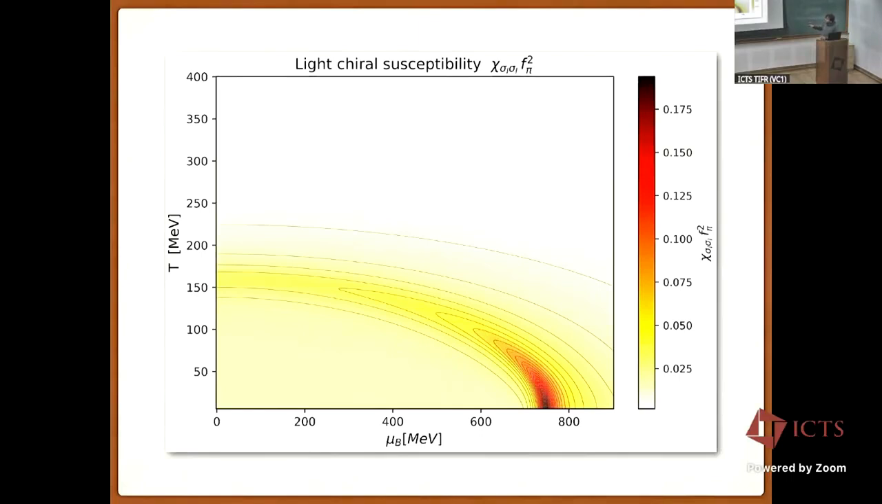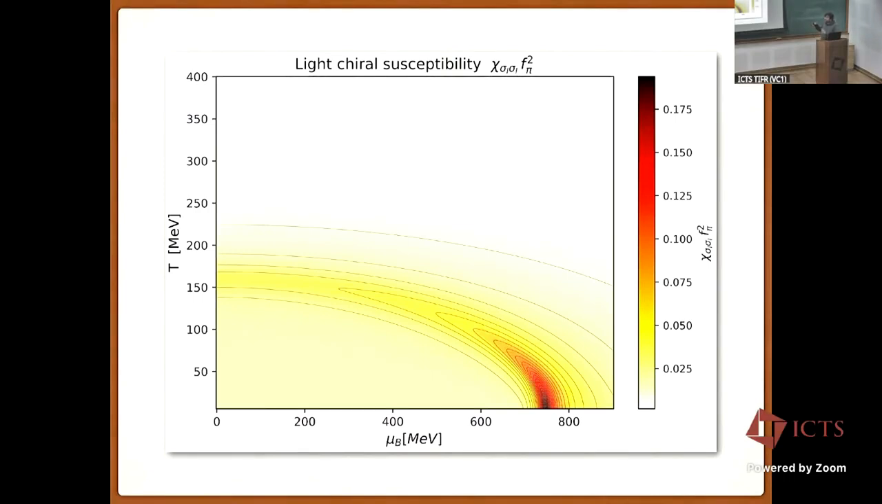Okay, now comes to the result part. Having all the potential I have shown previously, if you calculate the susceptibilities, this is the light chiral susceptibility. You can see in the T-mu_B plane it has some peak here, and this is the region where it has the largest peak. But still, we expect some kind of critical point or some singularities in some finite region.